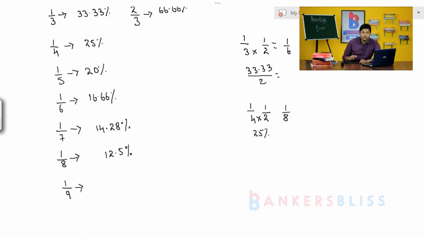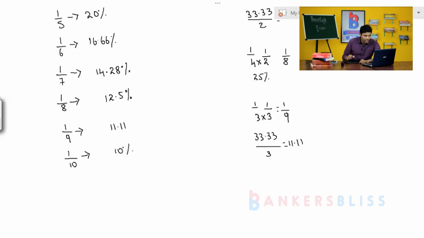So 1 by 9 means what? 1/3 of 1/3 is 1 by 9. See here, 3 into 3 is equal to 9, so 1 by 9 means 1 by 3 into 1 by 3. So 1 by 3, 33.33 divided by 3, is equal to 11.11 percentage. And 1 by 10 means 10 percentage.